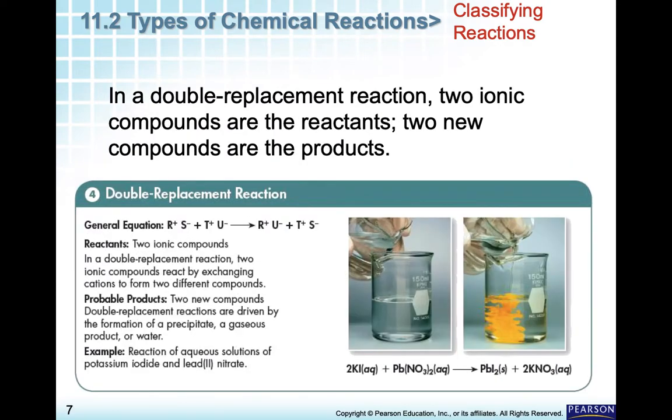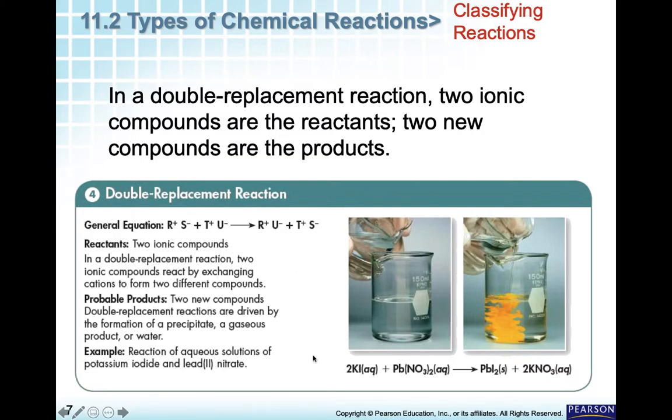The fourth type of reaction is double replacement. Here we have 2 ionic compounds, and the cation from the first one, in this case R, will replace the cation in the second reactant, which is T, and we will form a new compound that is R with U and T with S. And again, we have to remember to get those in the correct order because we need to have the cation first and the anion second, and then the cation first and the anion second.